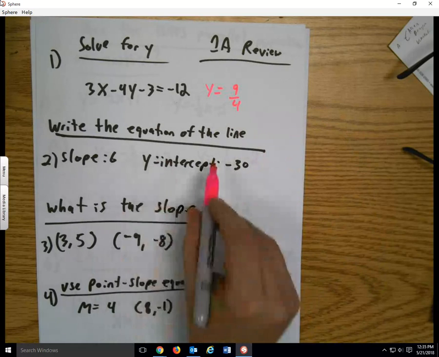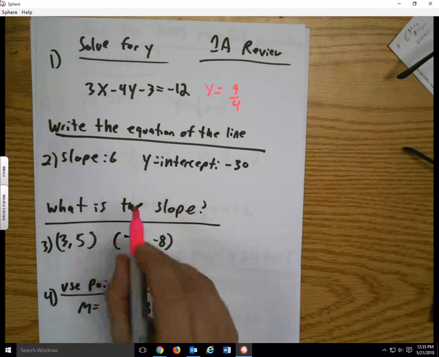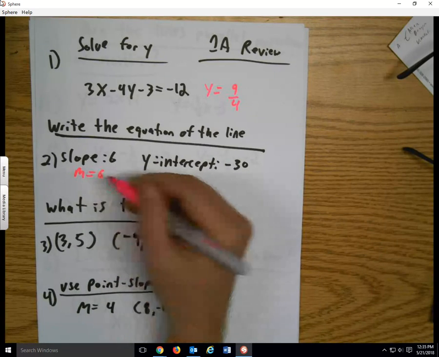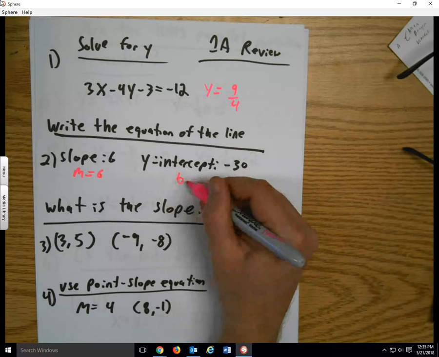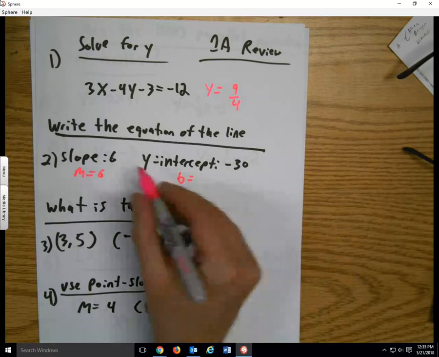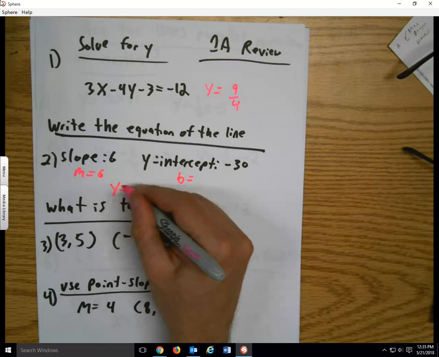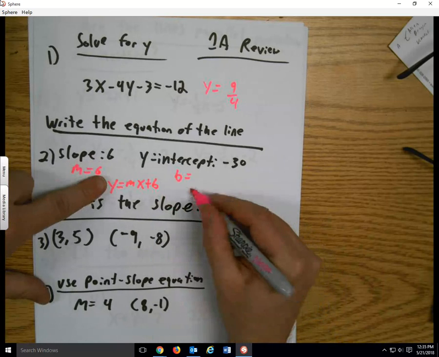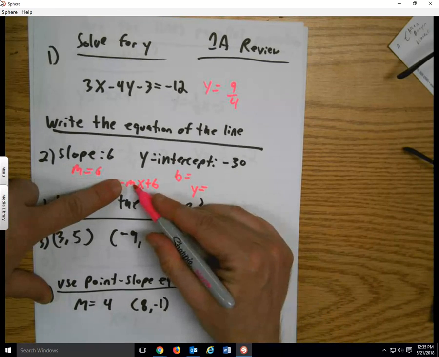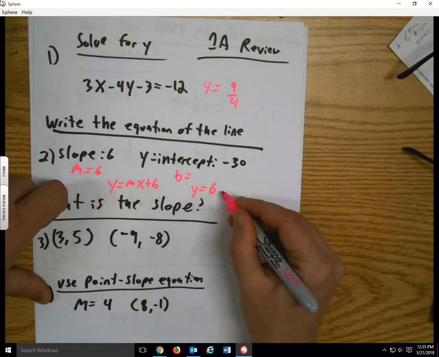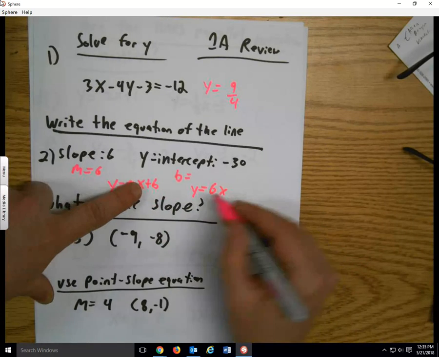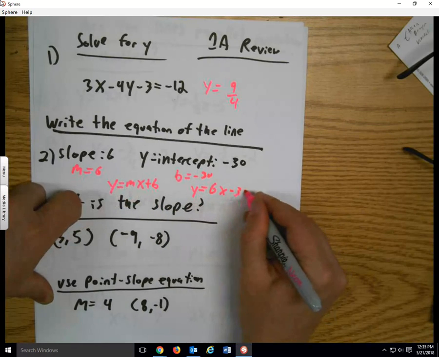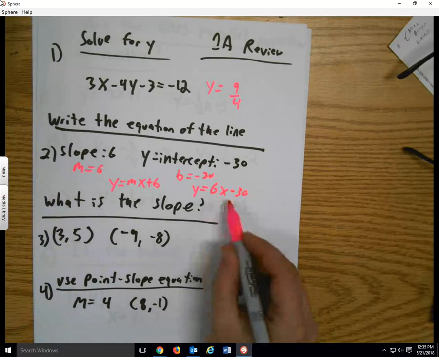Okay, so the second one is write the equation of the line. So remember the slope is essentially the same thing as an m. The y-intercept is another way to abbreviate that as lowercase b. So the equation of a line is y equals mx plus b. But you're just going to do substitution. Y equals is the same, but instead of an m, you'll put the slope, the 6. X, and then plus b, well the b is a -30. That's the answer, y equals 6x minus 30.